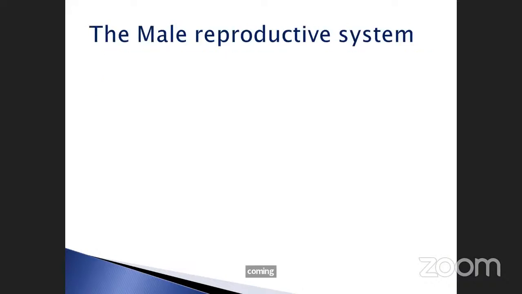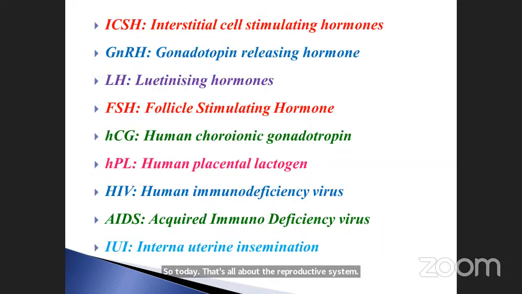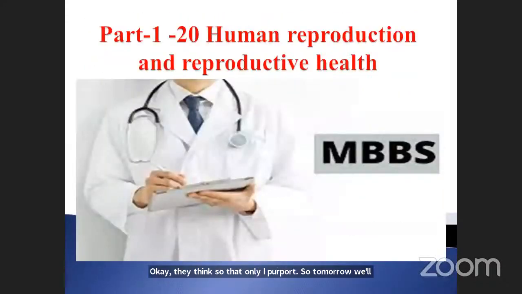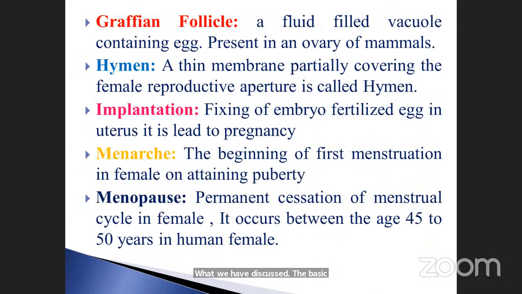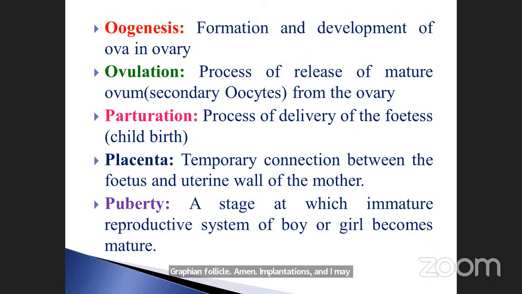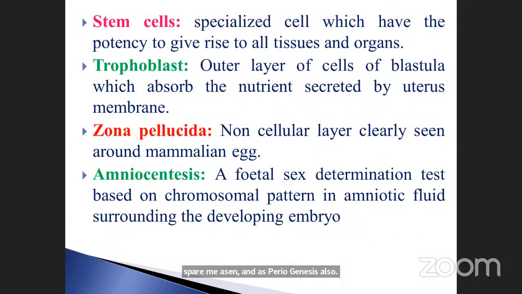So today that's all about the reproductive system. These things only I prepared. Tomorrow, next Monday, we will see the remaining things in the next classes. Today we discussed the basic terms: acrosome, blastula, fetus and gonads, Graafian follicle, hymen, implantation, menopause, oogenesis, ovulation, parturition, placenta, puberty, scrotum, semen, spermatocytes, spermatogenesis, spermiation, and spermiogenesis. And then stem cell, trophoblast, zona pellucida, and amniocentesis.